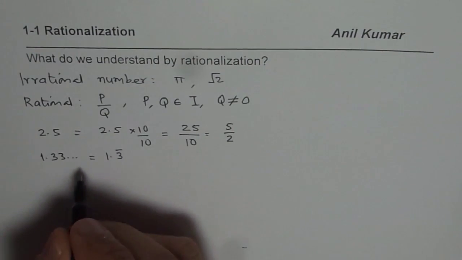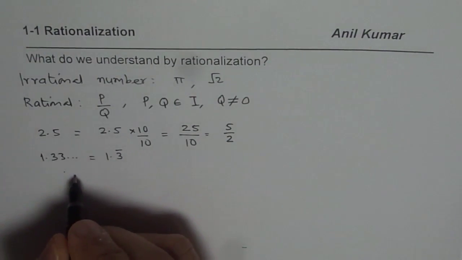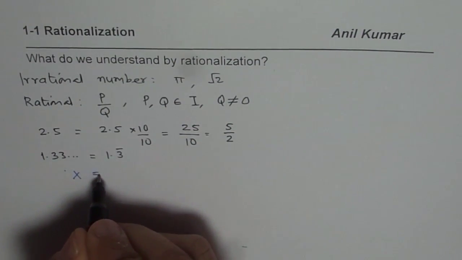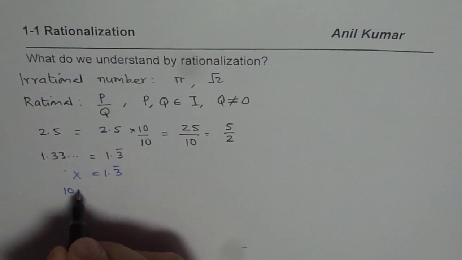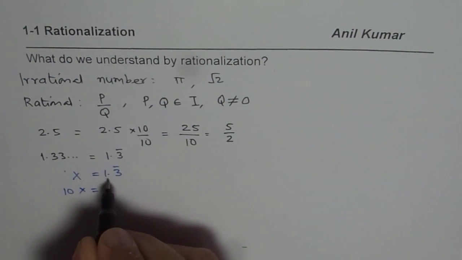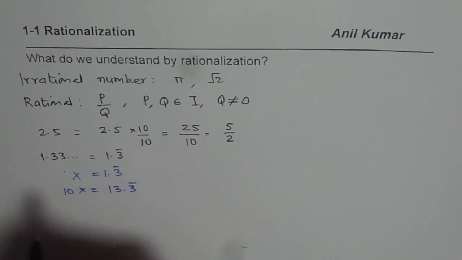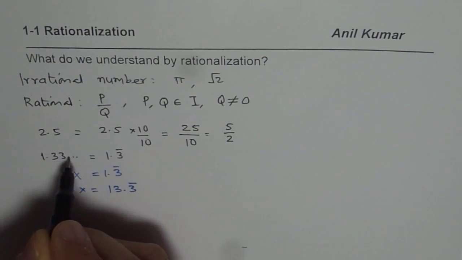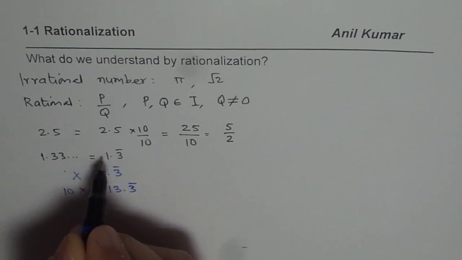Well, the technique is like this. That's a very important solution. Let's say x is 1.3 recurring. In that case, what would be 10 times x? 10 times x will be, the decimal will move one place, we get 13.3 recurring, correct? Think like this. It is 1.3333. When you multiply by 10, it is 13.3333, right?